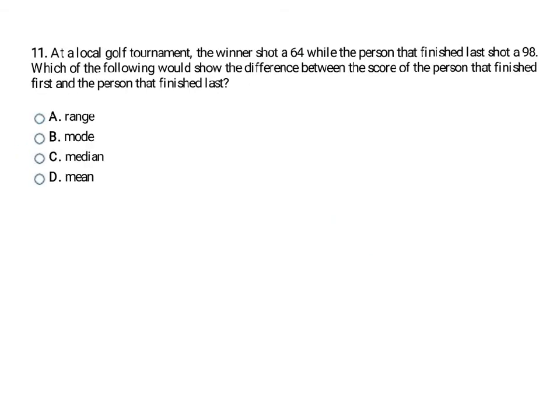This problem says, at a local golf tournament, the winner shot a 64 while the person that finished last shot a 98. Which of the following would show the difference between the score of the person that finished first and the person that finished last? So if you're taking the person that did the best and the worst, that's going to be the smallest and biggest number. So that's going to be the range.